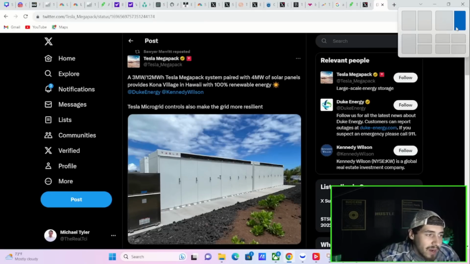A 3-megawatt/12-megawatt-hour Tesla Megapack system paired with 4 megawatt-hours of solar panels provides the Kona Village in Hawaii with 100% renewable energy. Tesla microgrid controls also make the grid more resilient.